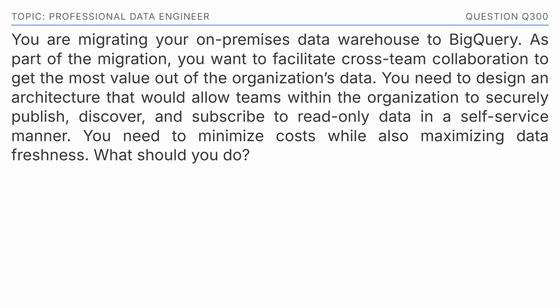You are migrating your on-premises data warehouse to BigQuery. As part of the migration, you want to facilitate cross-team collaboration to get the most value out of the organization's data. You need to design an architecture that would allow teams within the organization to securely publish, discover, and subscribe to read-only data in a self-service manner. You need to minimize costs while also maximizing data freshness. What should you do?